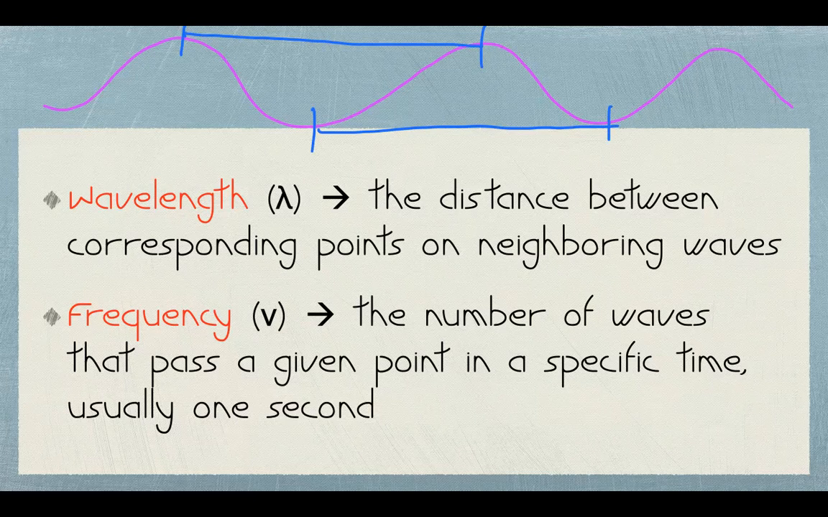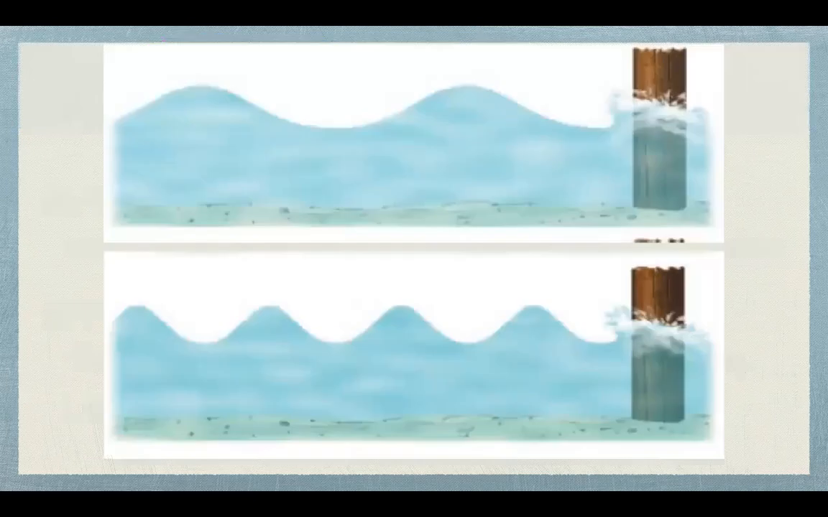The other property of light is frequency. Frequency is the number of waves that pass a given point in a specific time. Usually that specific time is 1 second. So in these two examples, we can look at both the characteristics of wavelength and frequency of each wave. So for this wave at the top, do you think the wavelength is long or short?